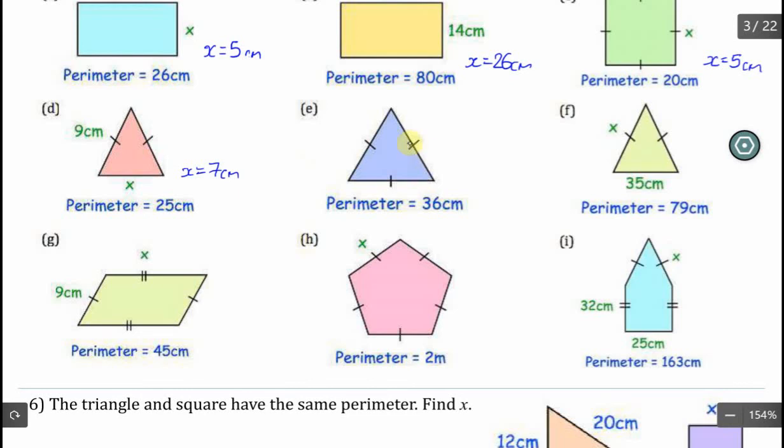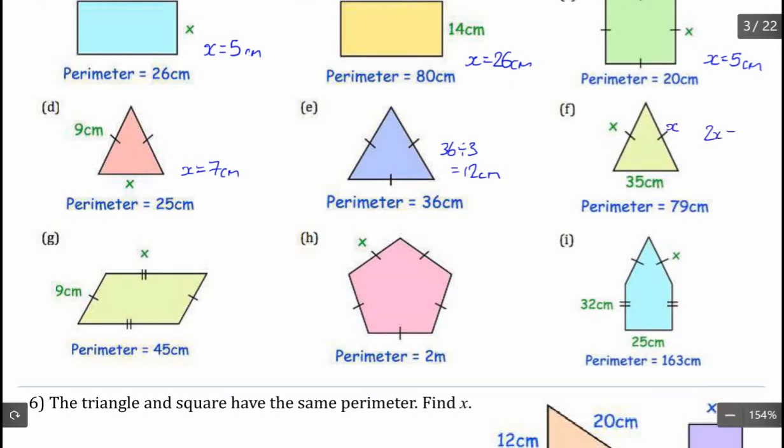Now this one's an equilateral triangle, so something times 3 is 36. 36 divided by 3 is 12. If we take away the 35 centimetres from this to begin with, then we're left with 44, and 2 lots of x must be equal to 44, so x must be 22 centimetres.